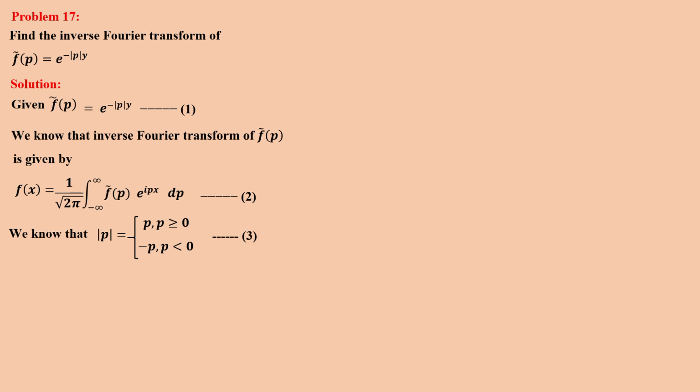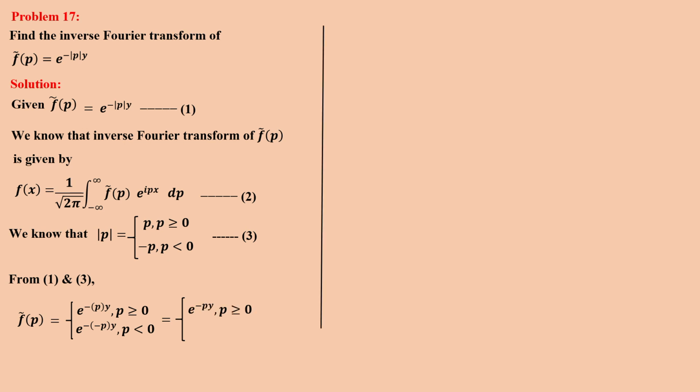So using 3 in 1, we will get f bar of p equal to e power minus, instead of mod p, we put p when p is greater than or equal to 0, and e power minus, we put minus p when p is less than 0. So that is e power minus p y when p is greater than or equal to 0, and e power p y when p is less than 0.